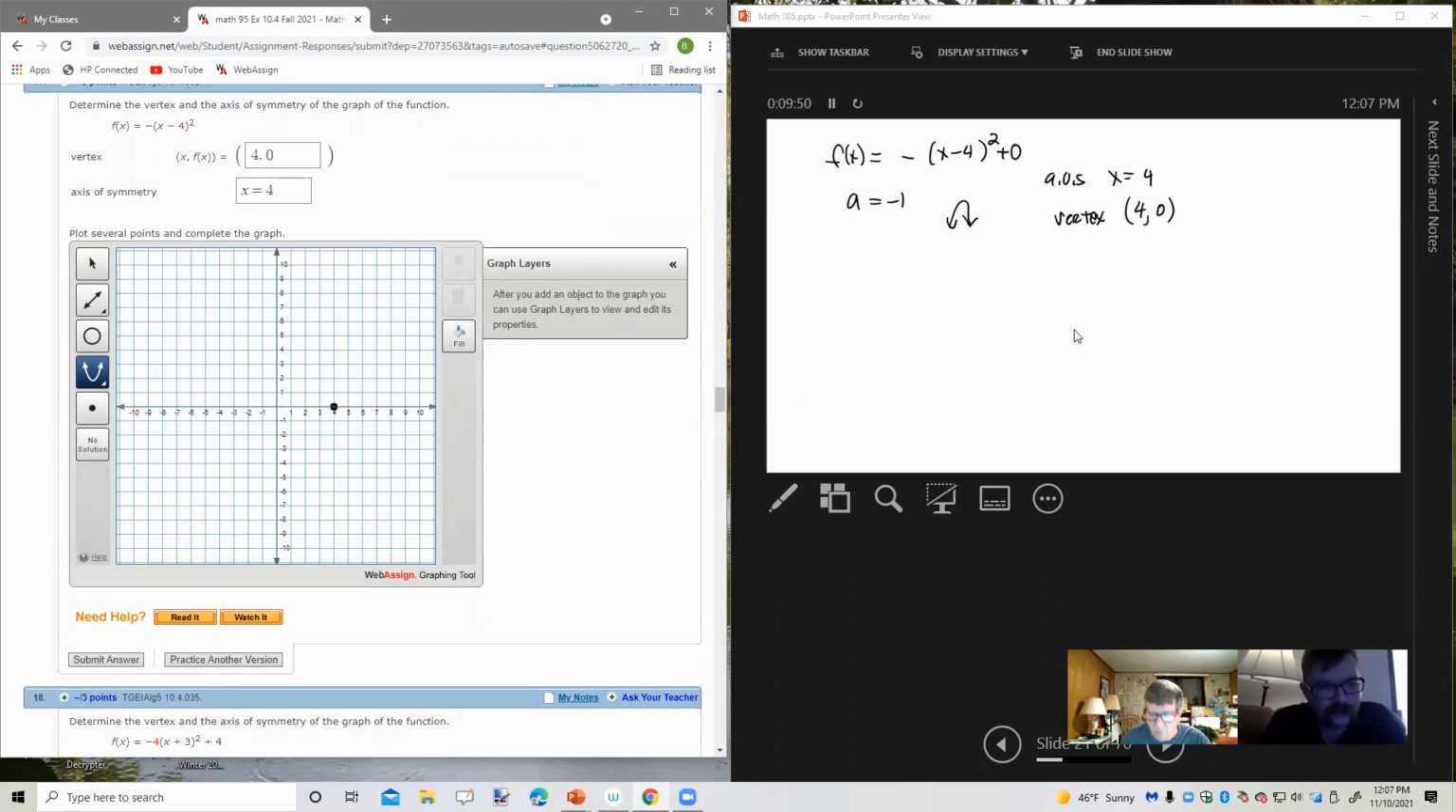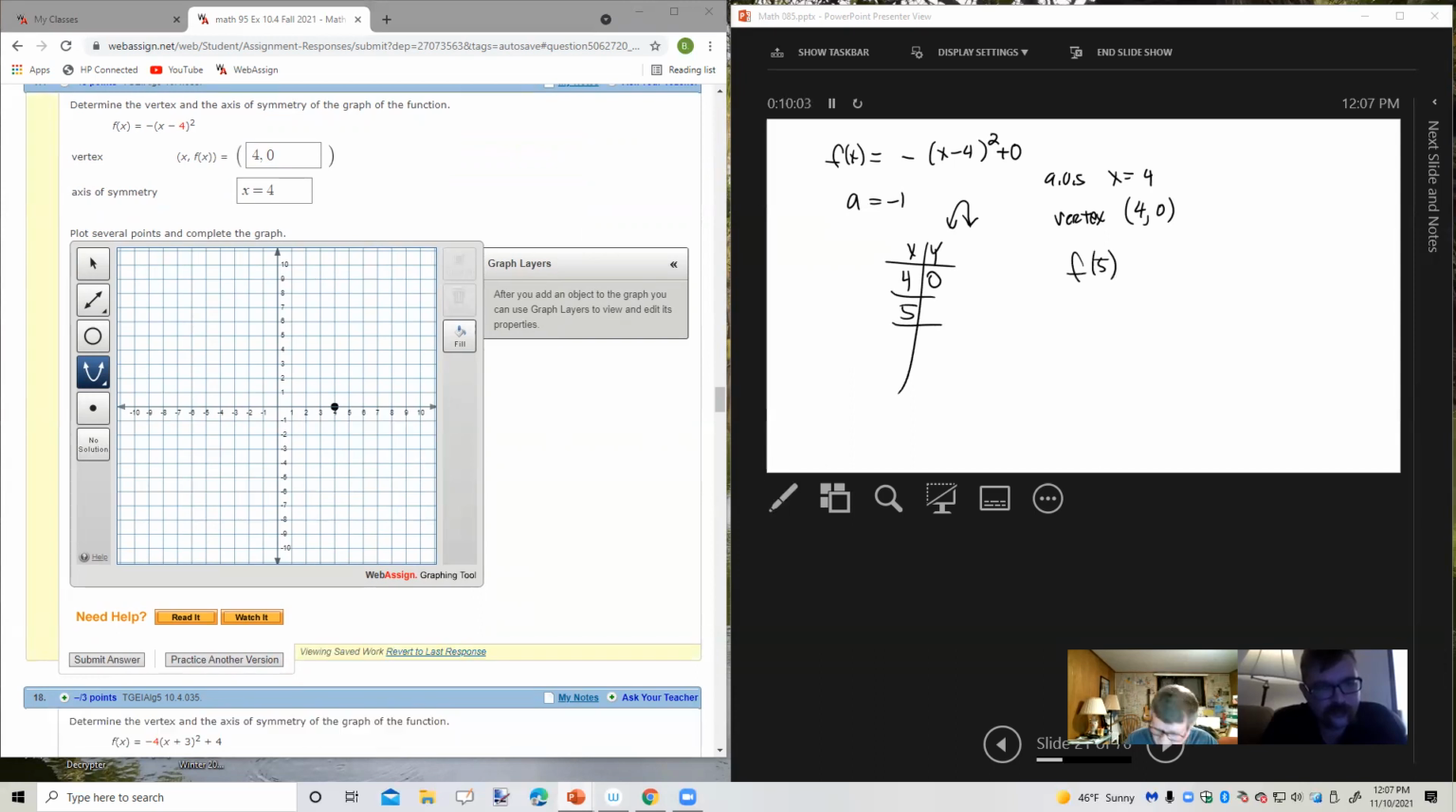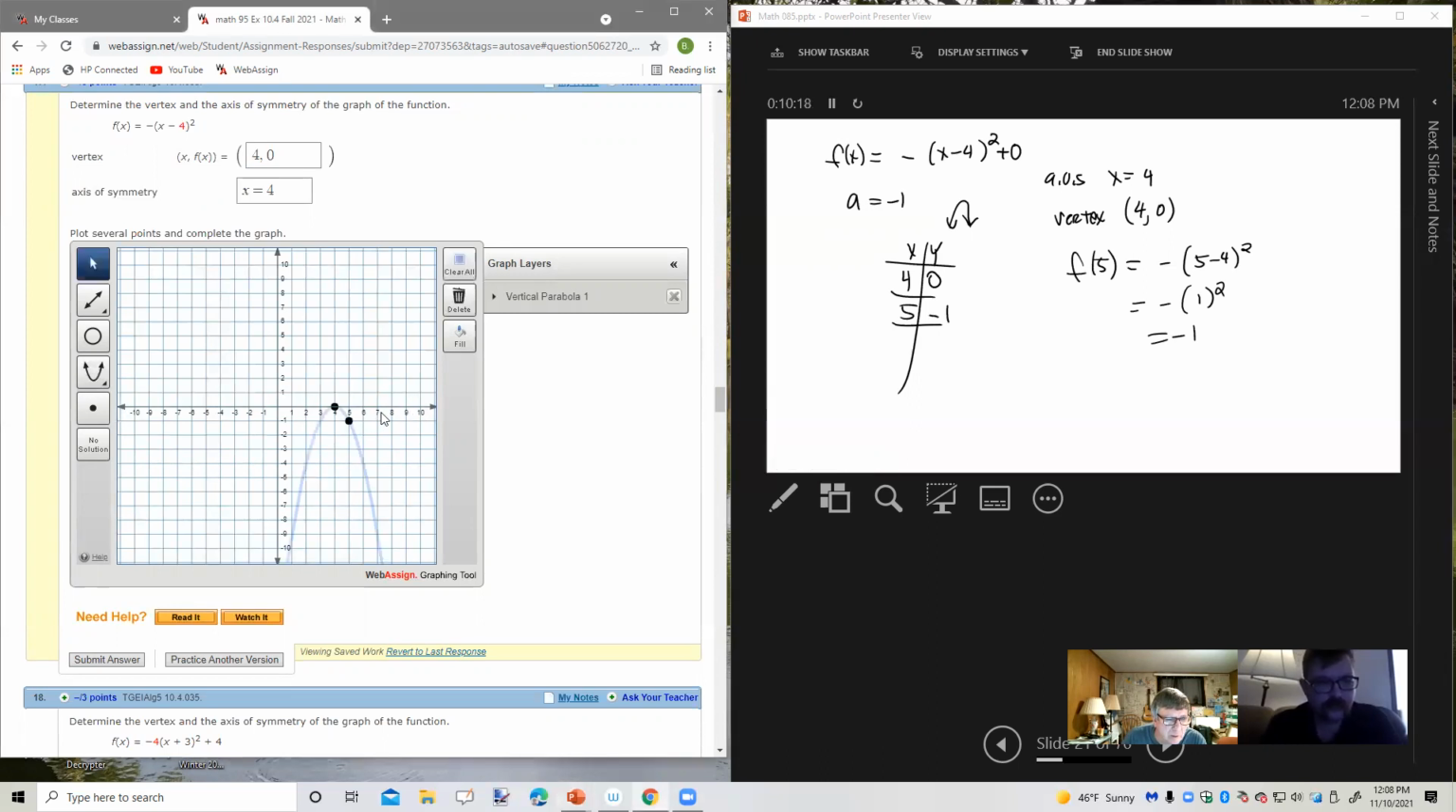Oh, I need another ordered pair. So let's see here. I've got 4, 0. How about 5 something? So f of 5, or I could pick 3. I could pick any number I want. I'm just picking something close to it. Would be negative, and the quantity 5 minus 4 squared, which is negative 1 squared, which is negative 1. So back over here, 5, negative 1. And I'm going to double check 4, 0, 5.